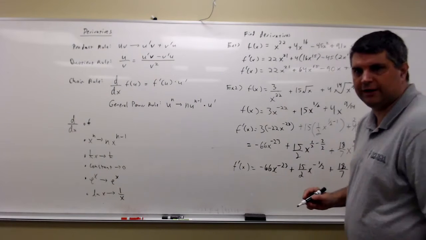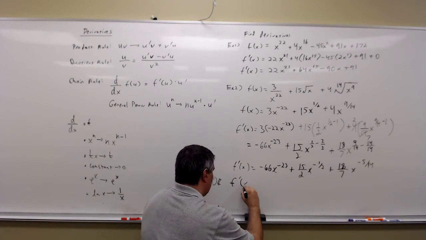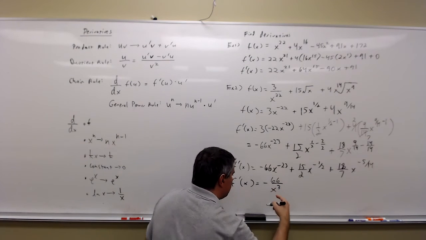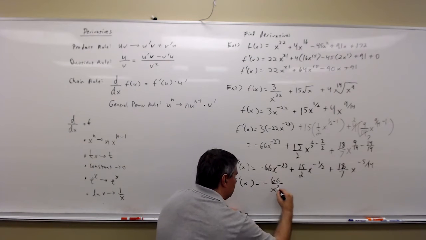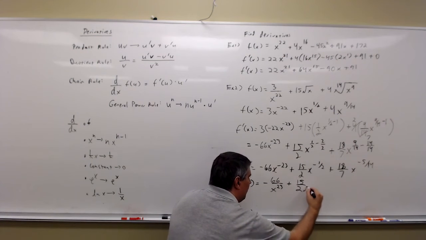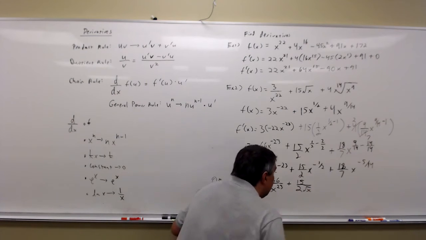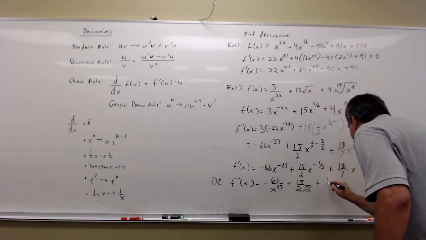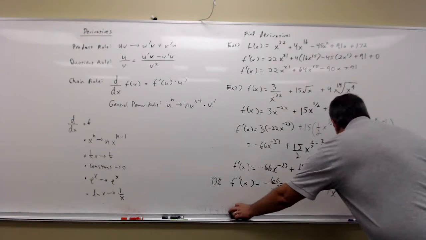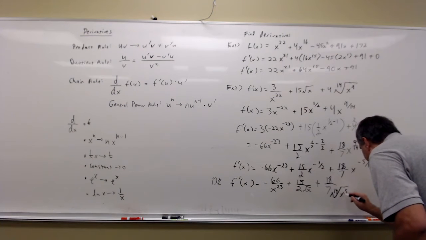You might also see it written like this. Negative 66 over x to the 23rd plus 15 over 2, where the square root of x would be in the denominator, because 1/2 power is, well, the 1/2 power would be the square root. And this would be 18 sevenths, and I have x to the, see, it'd be the 14th root of x to the 5th down here.